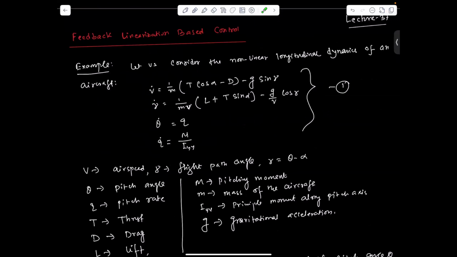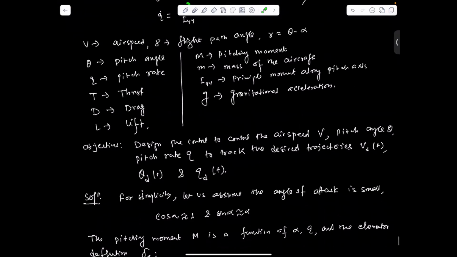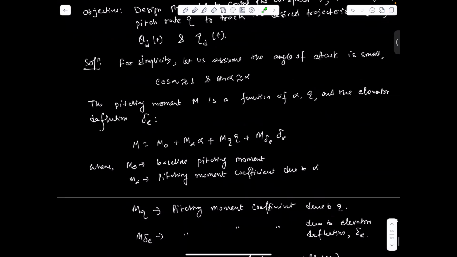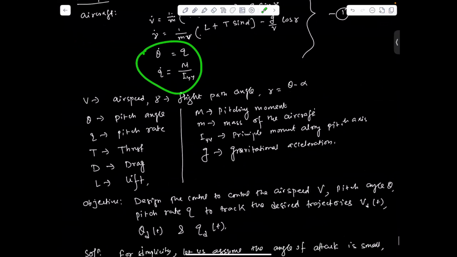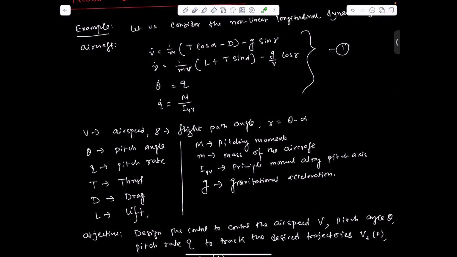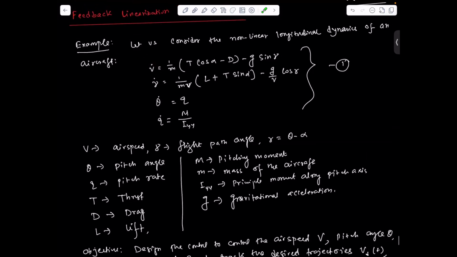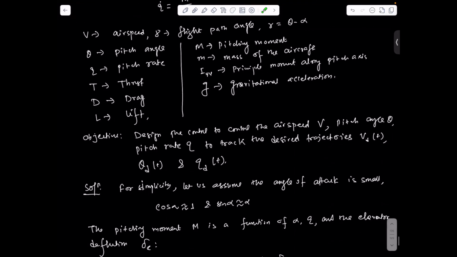That expression for T we can feed in here, and we are going to provide delta E here, so we get the moment, and that moment is going to control these two variables, and T is going to control these two variables. So this is how we can design the nonlinear controls using the feedback linearization technique for these nonlinear systems.